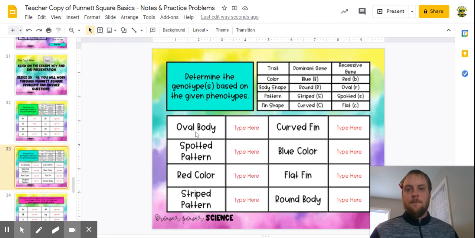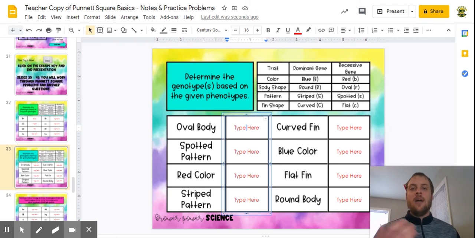So in the case here, let's take a look at this first one. It says oval body. So body shape, we're going to take a look. It's telling us the dominant gene is round. Oval is recessive. So if it's oval body and it's showing us that recessive version of the trait, then there's only one possible outcome for the genotype, right? And that genotype, here we go, is little r, right? Two lowercase r's there. Again, you can't have a capital R in there or else we would be showing the dominant trait.